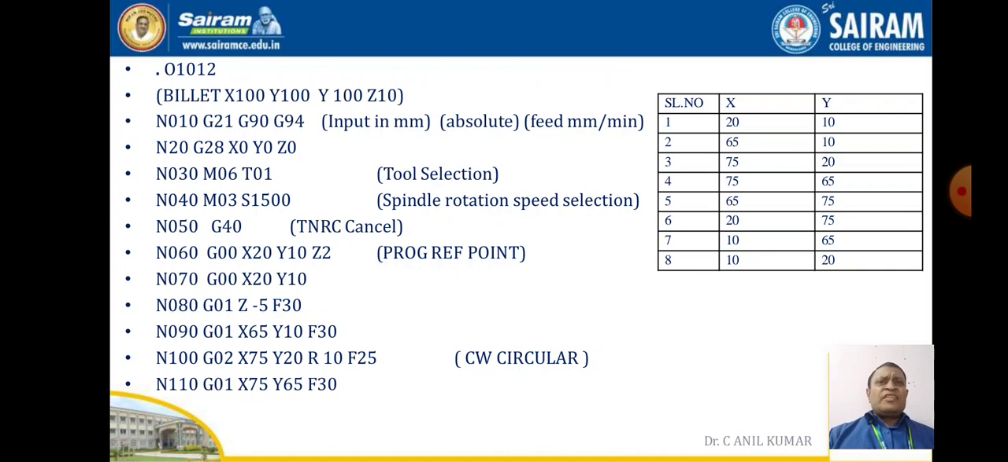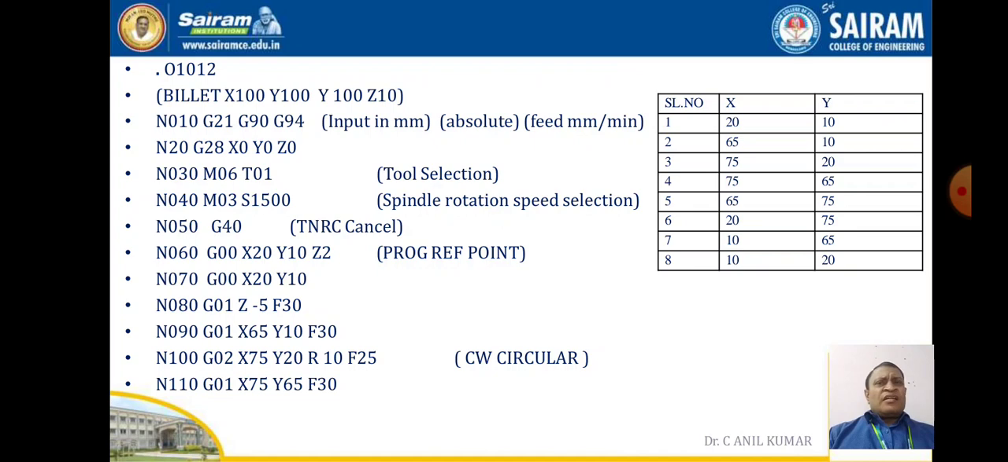G40. Next, N60, in the sixth line, G00, X20, Y10 and Z2. The programming reference point, this is the starting point of the program, which is represented by point 1, where the X dimension is 20 and the Y dimension is 10. N70, G00, X20 as well as Y10.